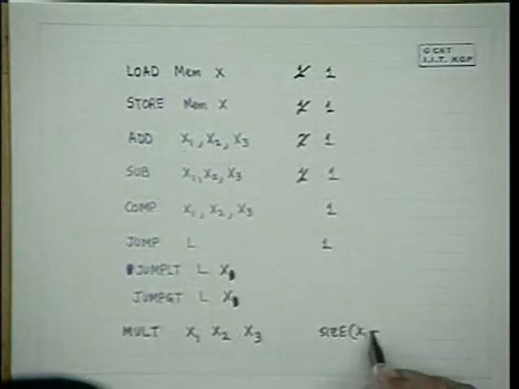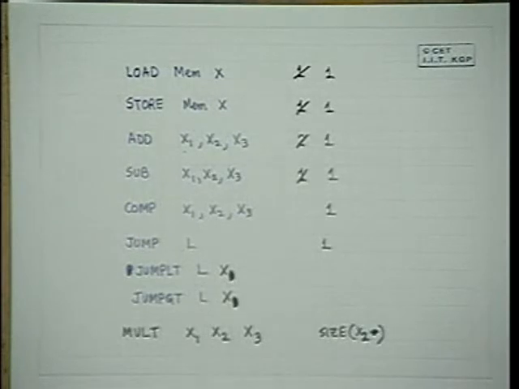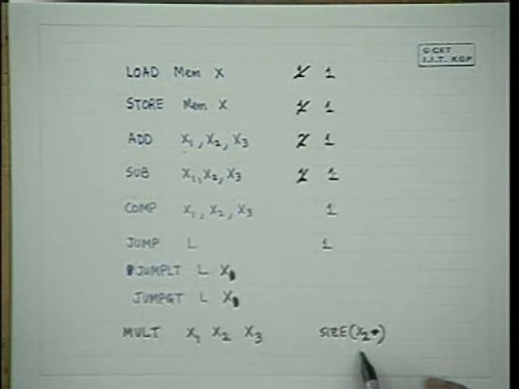How many times do you have to do addition to multiply two elements? You have to do it proportional to the size of the multiplicand. So it will be the size of one of them, the smaller or the larger. If addition is unit time, then this will be size of x2.